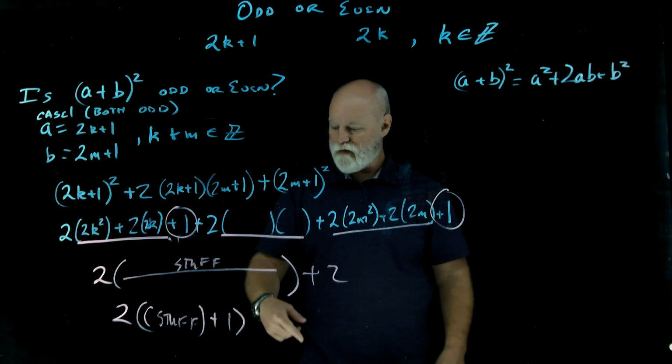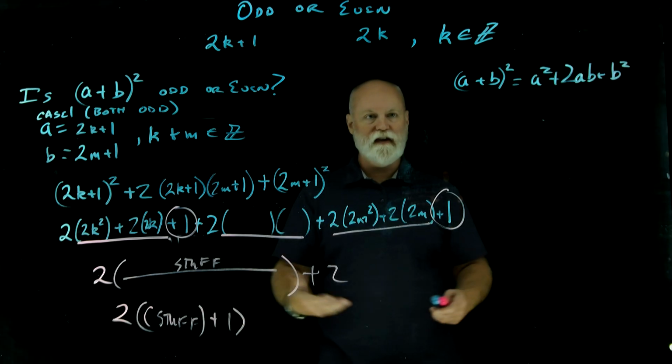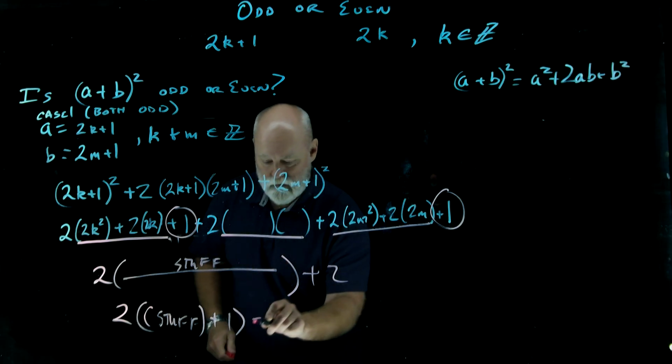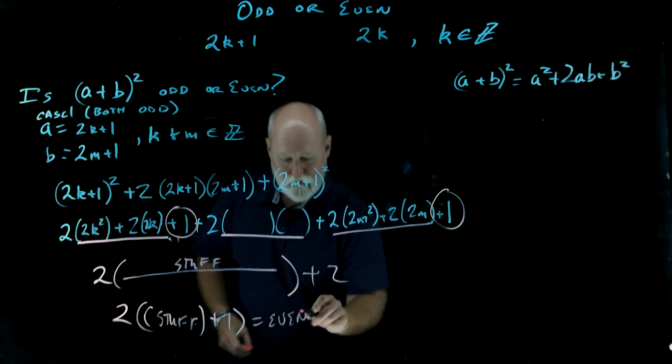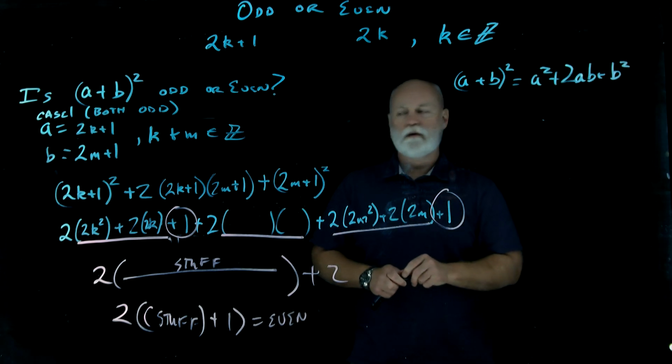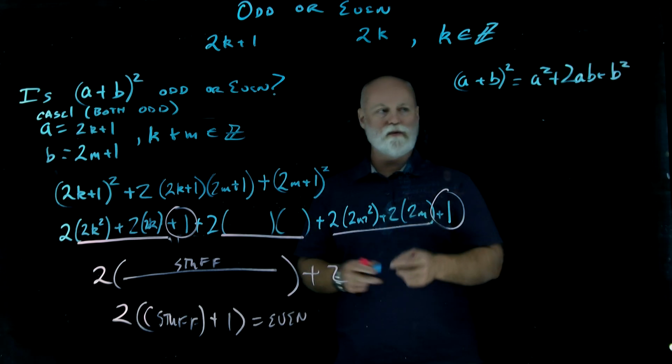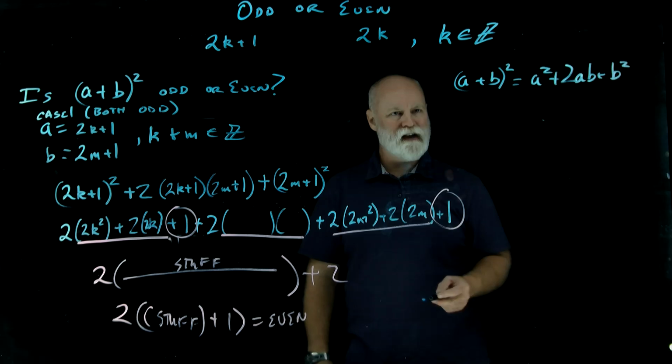And now what do I have? Well, now I have 2 times a thing, which means that this is even, right? So that's the first process. That's case one. What other cases am I going to have here that I need to work with?